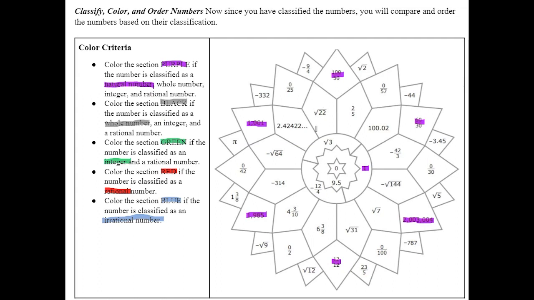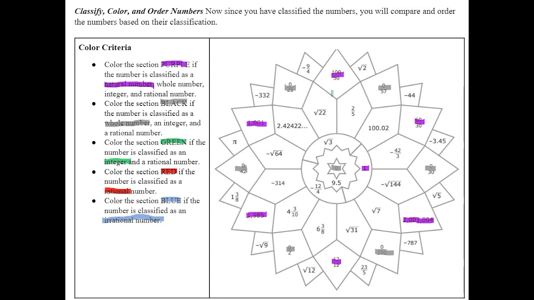For black, it's going to be for the whole numbers. The only difference between the naturals and the whole numbers is the inclusion of 0, so everything in black will be a 0. Remember that 0 divided by any number is 0, so we're only looking for zeros for black.